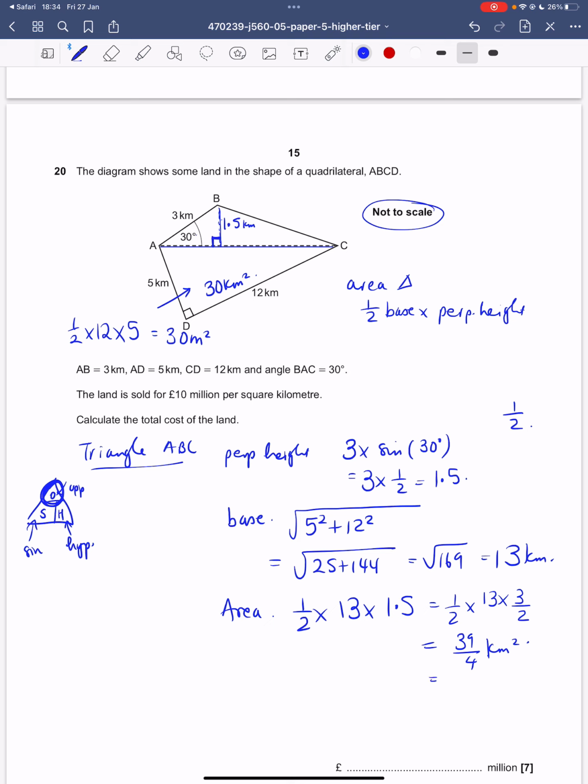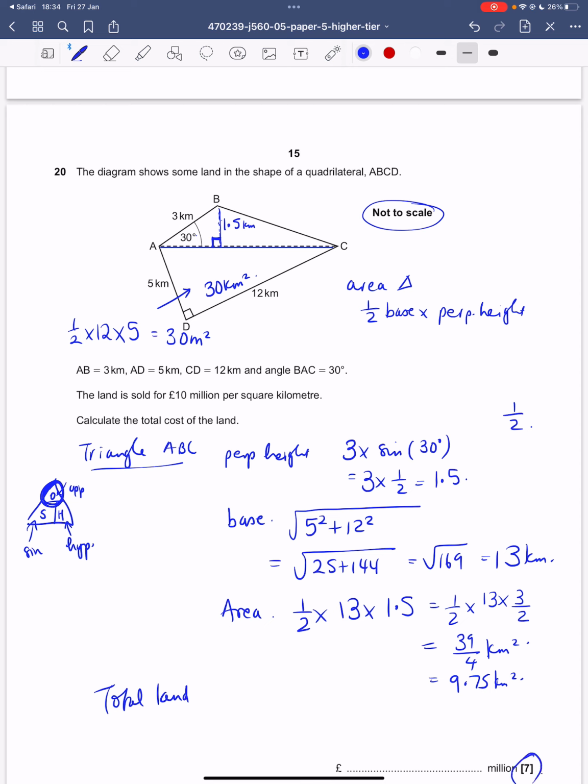Okay, go a little bit further with that. 9.75, because it falls into 36 and 9, remainder 3, so 9.75 kilometres squared. Okay, so the total land, I'm glad this is lots of marks as well. The total land is the 30 there, plus the 9.75 there, 39.75 square kilometres. And it's 10 million per square kilometre, so it's 39.75 times 10 million.